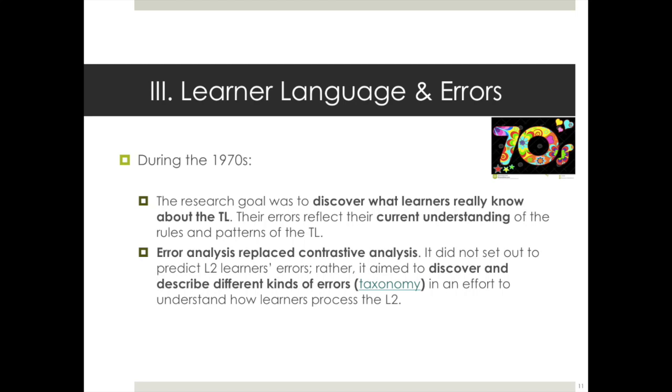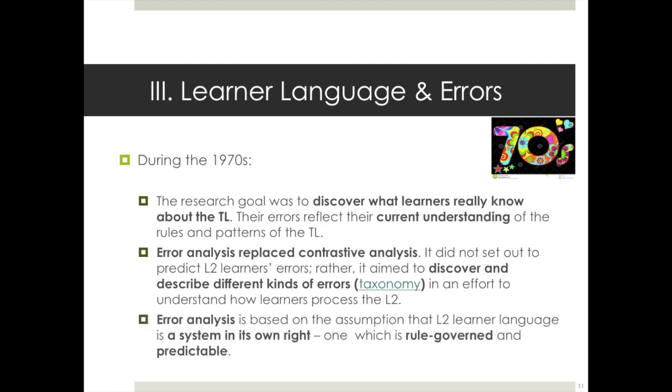And it did not really set out to predict L2 learners' errors. Rather, what was aimed by the focus on error analysis was to discover and describe different kinds of errors in order for people to make taxonomies, lists, and this was aimed to, in fact, understand how learners process the second language. So error analysis became quite a big thing in the 70s, and it was based on the assumption that L2 learner language is a system in its own right, independent from the first language system, and of course one which is also rule governed and predictable.